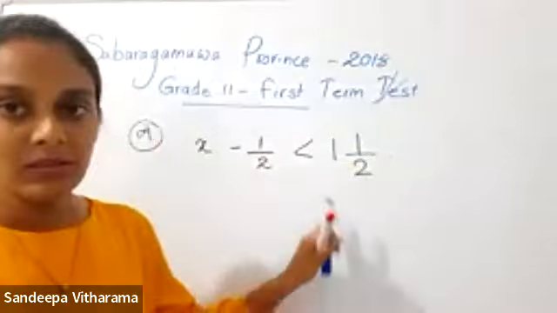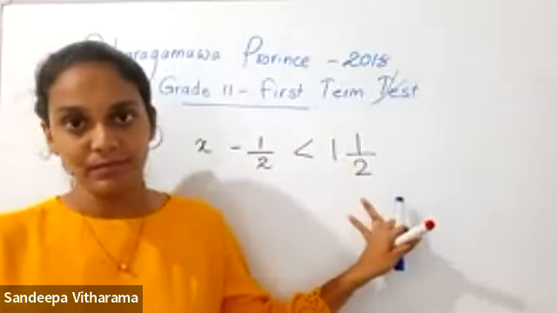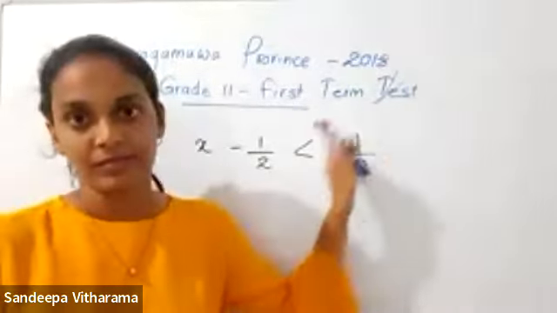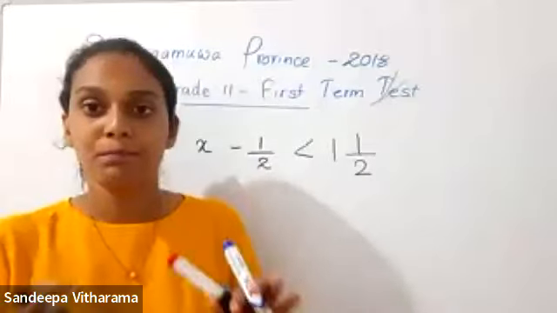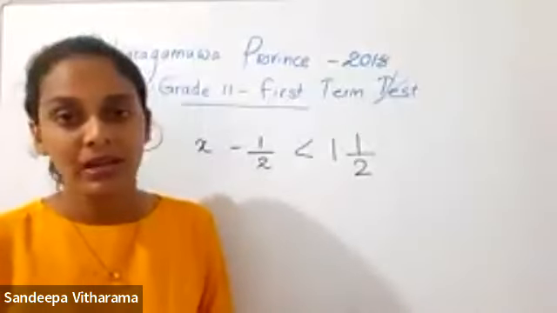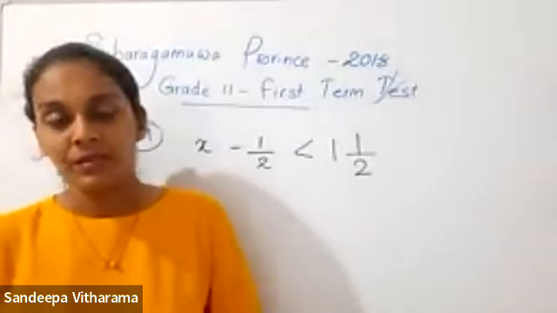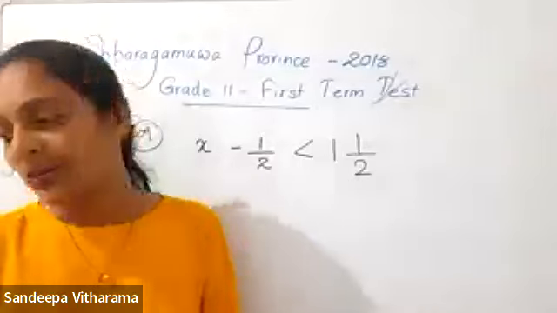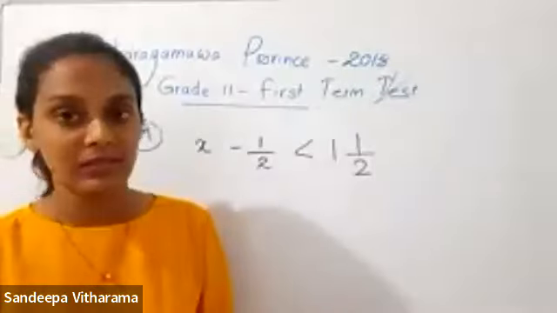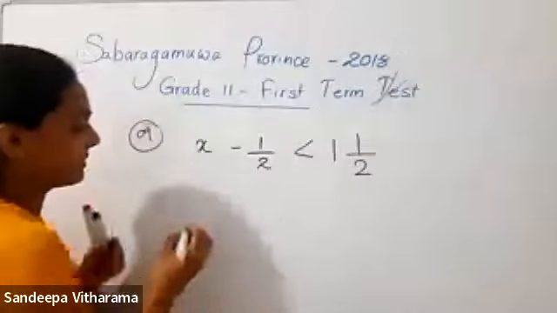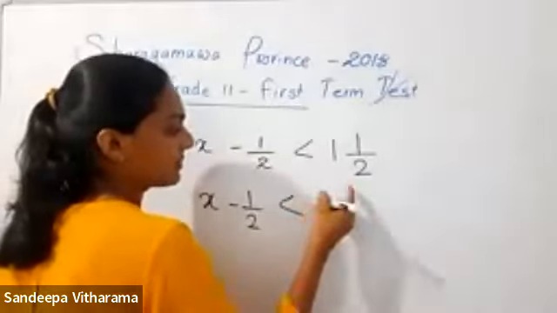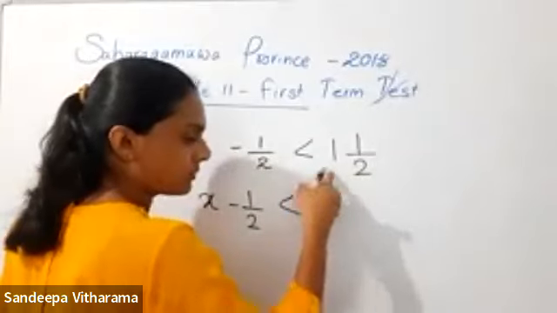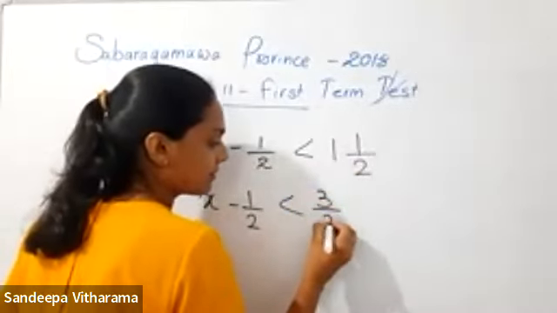Now what is this? It is a mixed number. When you have a mixed number at the beginning of the question, you have to convert it into an improper fraction. Let's convert it to an improper fraction. Okay, look: x subtract 1/2. Here it is 2 into 1, 2 plus 1, it is 3/2.